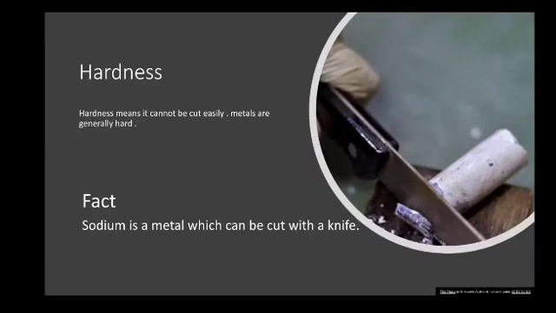Hardness or strength, I told you. Hardness means it cannot be cut easily. Yeah, metals are generally very hard, but sometimes there are some exceptions that you will know. So the first exception here over hardness is that sodium is a metal that can be cut with a knife very easily.